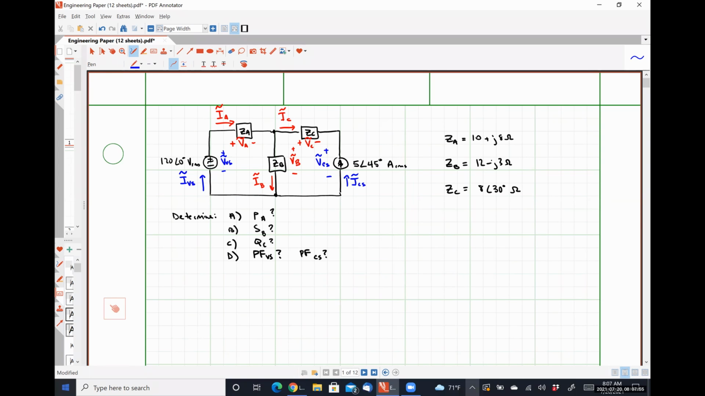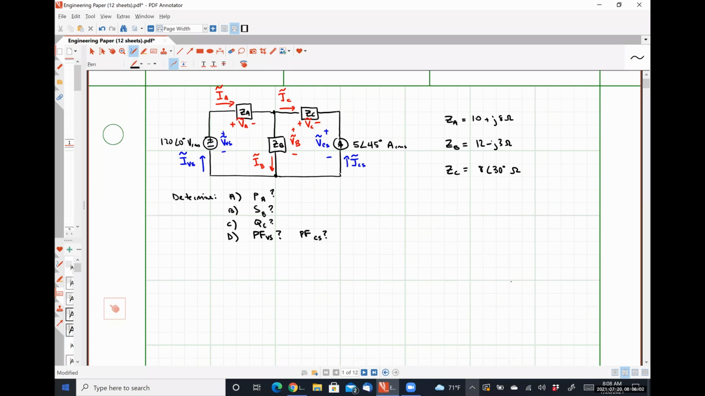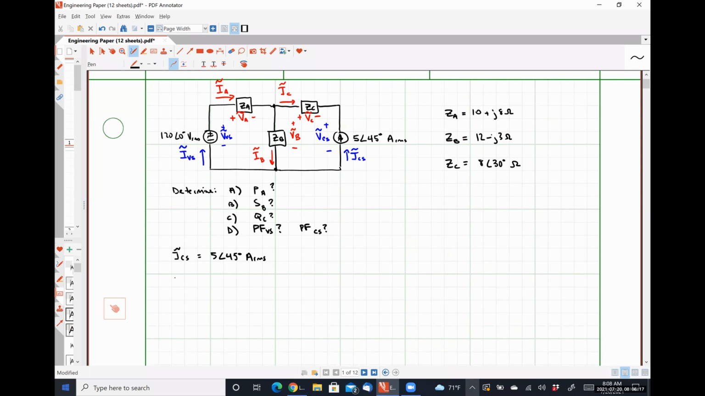So what do we know by inspection out of all of these quantities? Okay, so we know that ICS is exactly equal to 5 angle 45 degrees amps RMS. Okay, I agree with that. We obviously know that VVS is equal to 120 angle 0 degrees volts RMS. Do we know anything else?